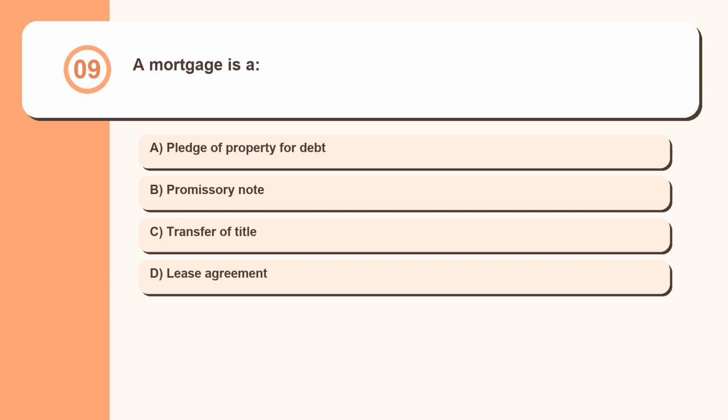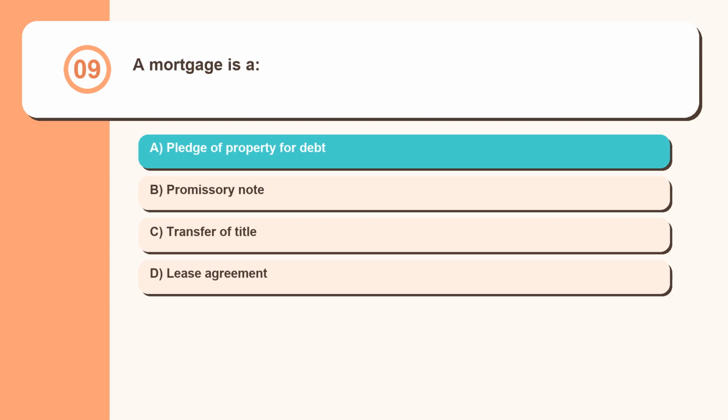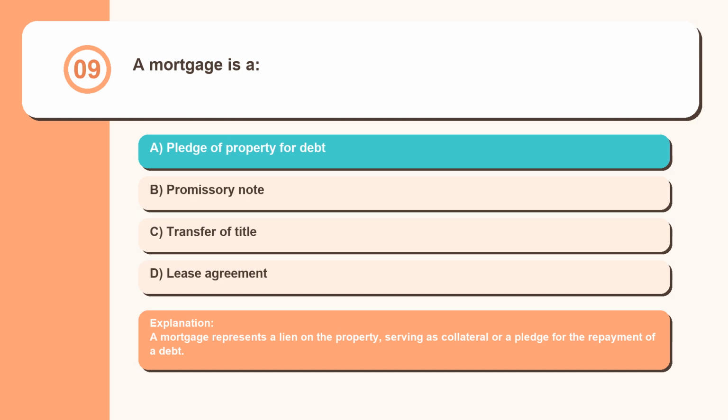Question 9. A mortgage is a pledge of property for debt, promissory note, transfer of title, lease agreement. A mortgage represents a lien on the property, serving as collateral or a pledge for the repayment of a debt.